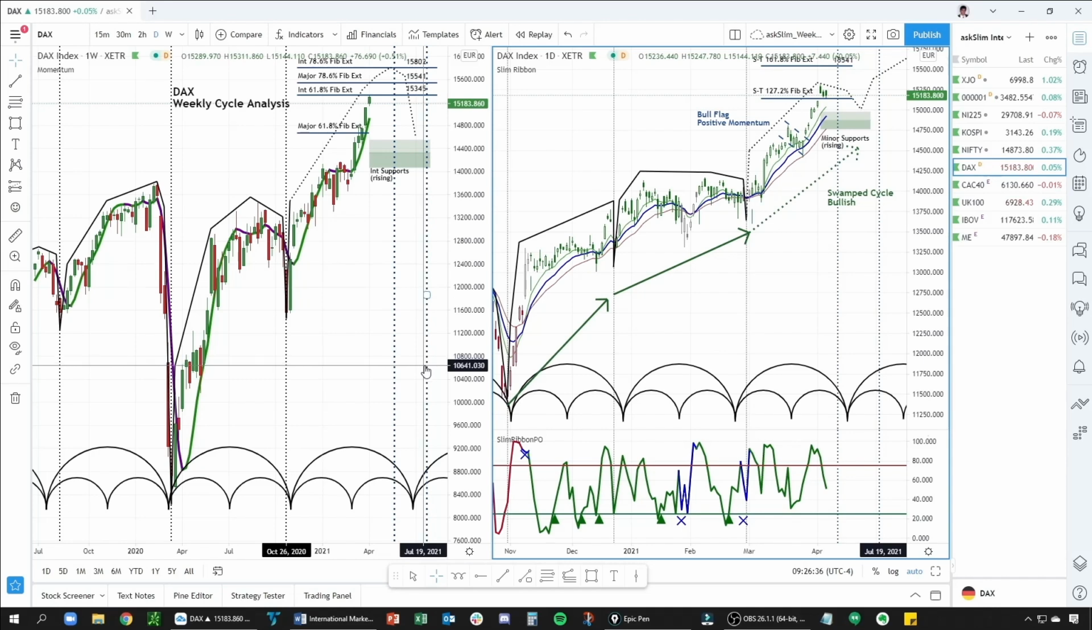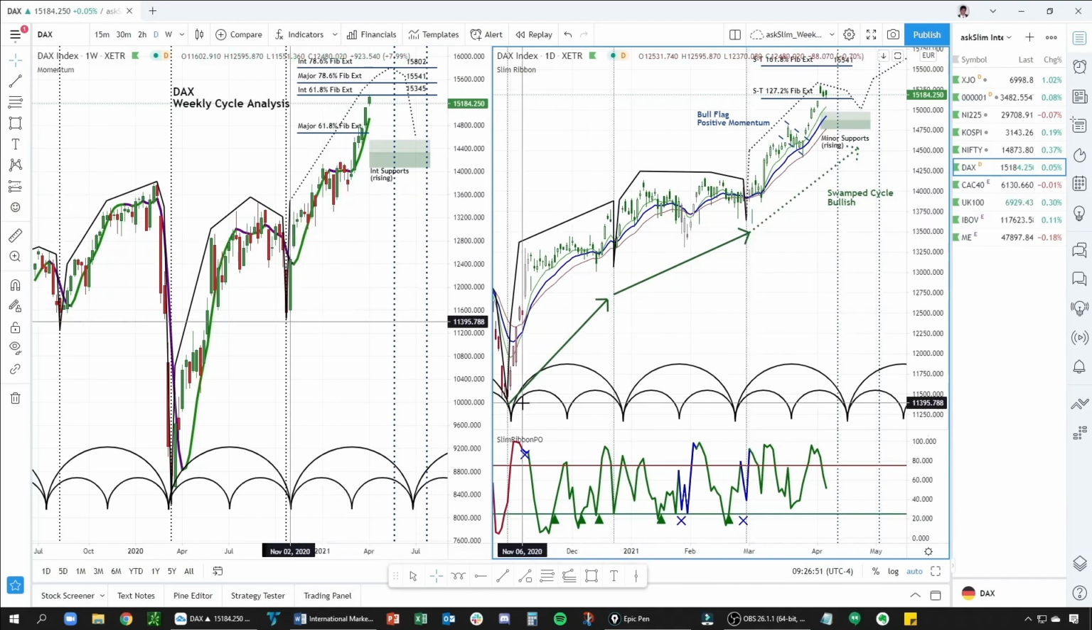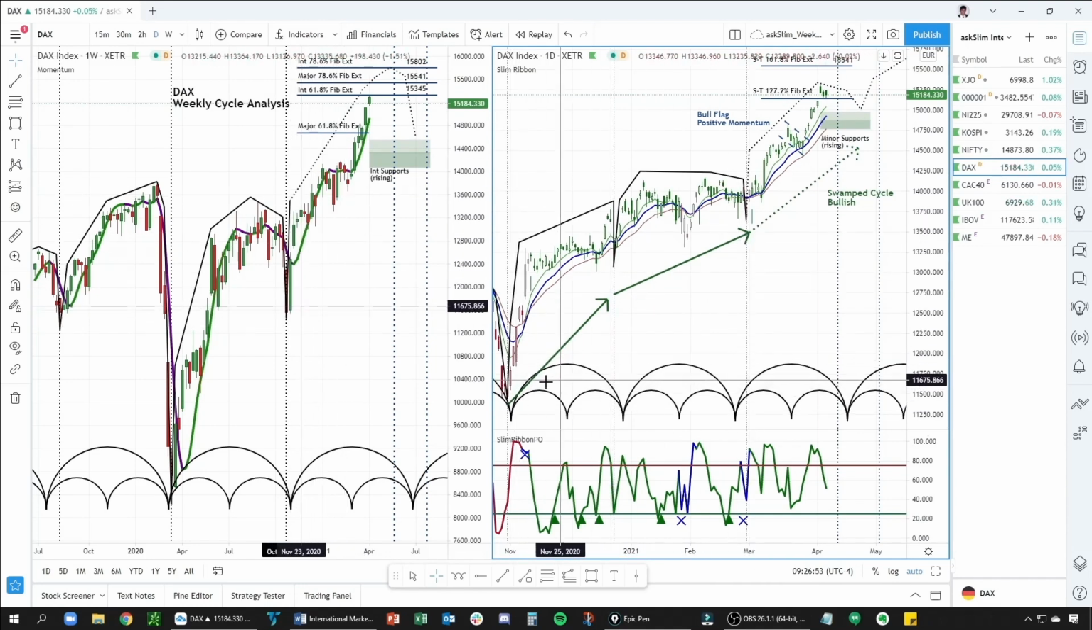Overall, a very, very positive pattern, and we would look for new swing highs to form here going out into the late summer and into the fall. This is a very positive pattern still in the DAX. If we shift over to the daily chart, you can see these long daily cycles with this dominant daily, which is then broken up into these minor half cycles.